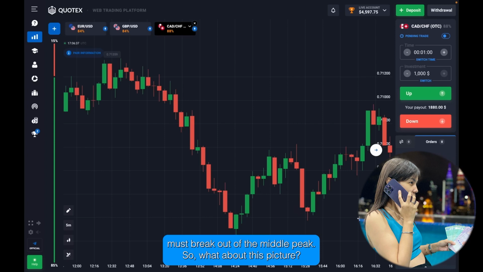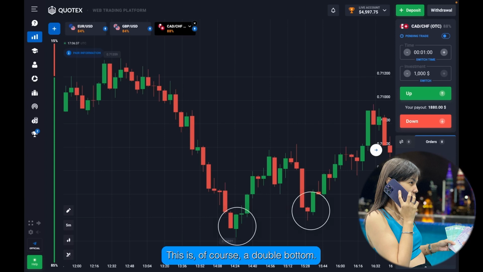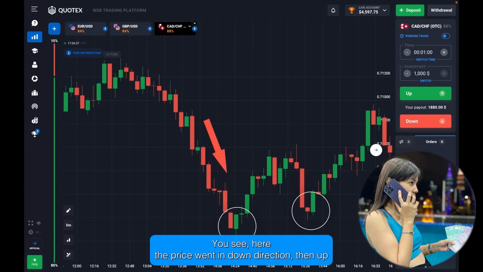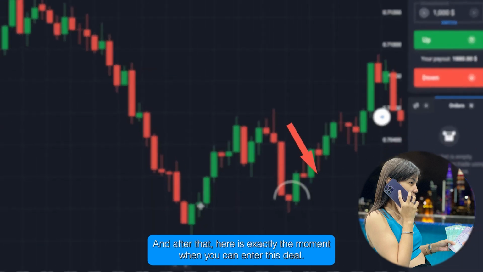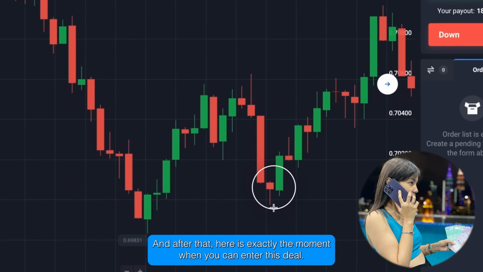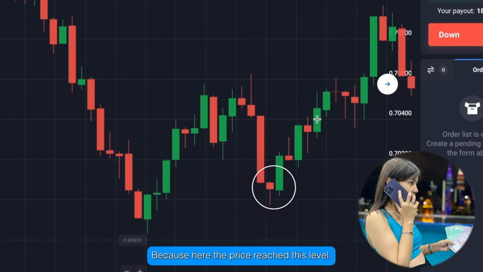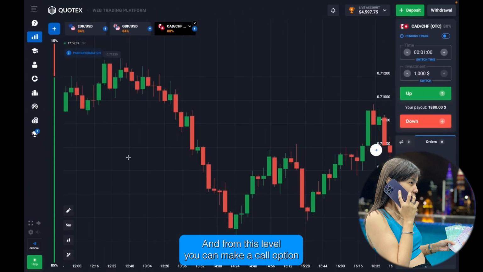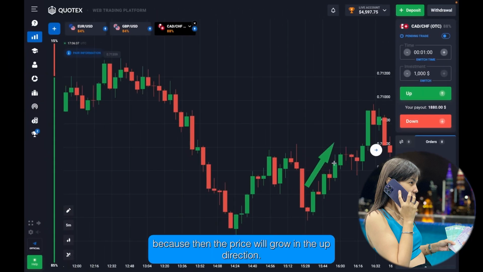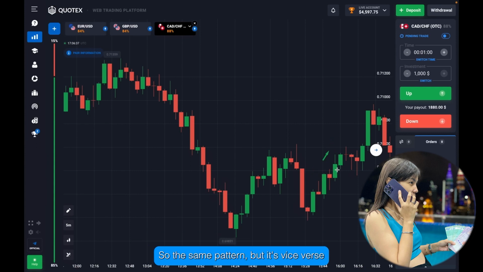So what about this picture? This is of course a double bottom, and you see here the price went in a downward direction and then up and then in a downward direction again. And after that, exactly at this moment, you can enter this deal, because here the price reached this level, and from this level you can make a call option, because then the price will grow in an upward direction. So the same pattern, but vice versa.